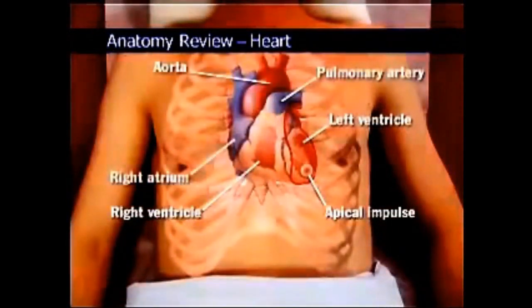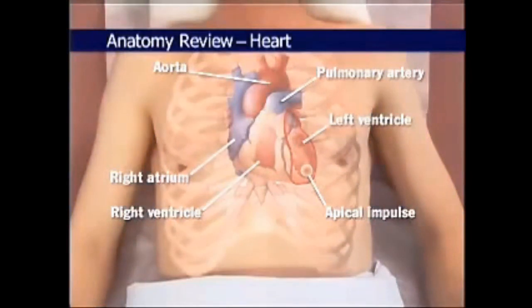The right atrium forms the right border of the heart. The left atrium is mostly posterior. Neither the right nor the left atrium can be examined directly. Above the heart lie the great vessels. The pulmonary artery arises from the right ventricle and quickly bifurcates into its left and right branches. The aorta arises from the left ventricle.